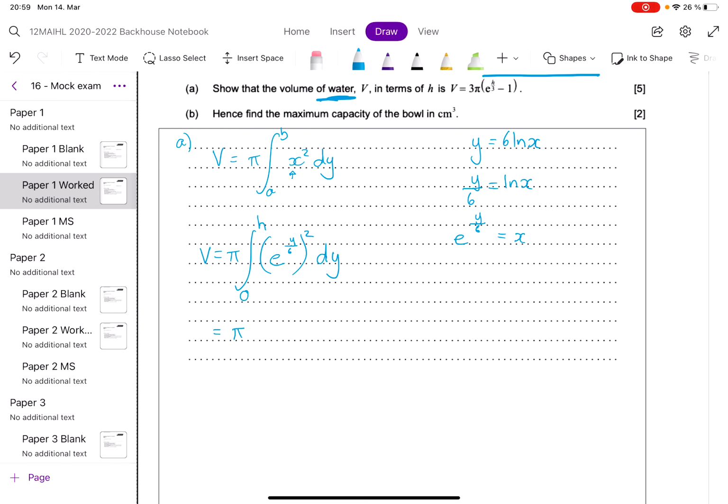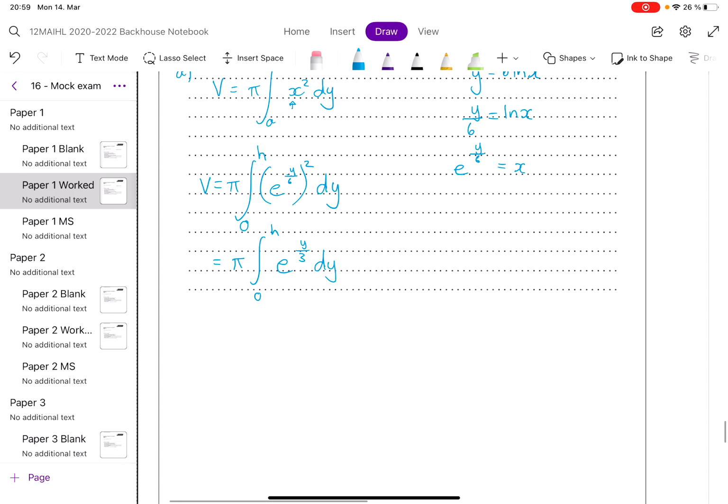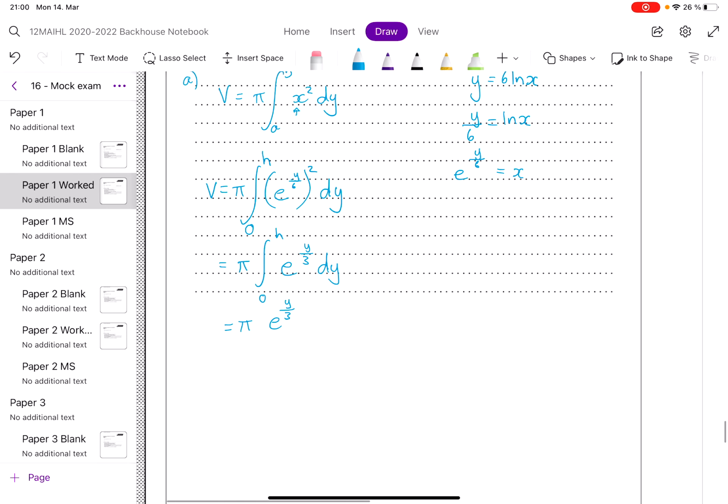Next, I think I need to do a bit of work just to combine these. Using my index laws, a power to another power, we just multiply the powers. So instead of y over 6 squared, I'm going to have y over 3. You could use substitution for this, but it's really worth trying to learn how to do it. It's just the fact that we're dividing by the derivative. We're dividing by a third. That's the same as multiplying by 3.